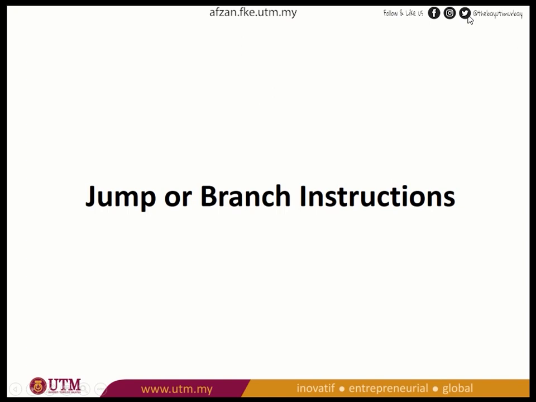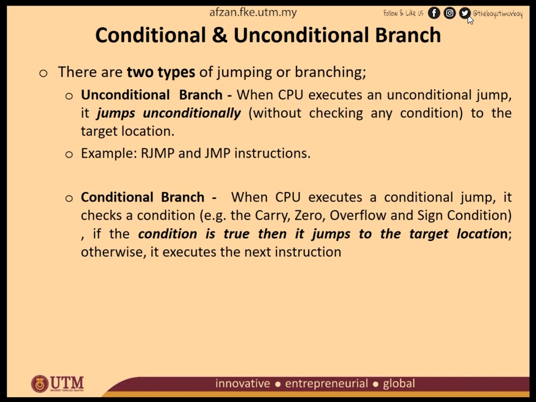Okay, now we continue with jump or branch instructions. There are two types of jumping or branching available in ATmega32. The first one is unconditional branch, in which when the CPU executes an unconditional jump, it jumps unconditionally. It means you do not need to see whether a condition is met or not. You force the CPU to jump without any condition to the target location. Examples of unconditional branch are RJMP, JMP, IJMP, and so on.